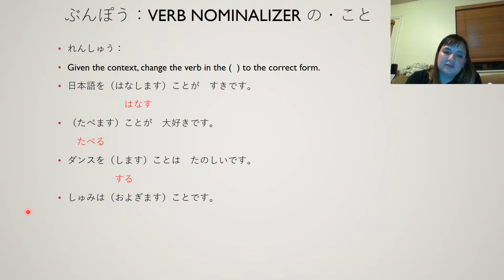So what would we change oyogimasu to? You guys remember that verb? That is to swim. Okay, so let's take a look. If you picked oyogu, you're correct. So shumi wa oyogu koto desu.